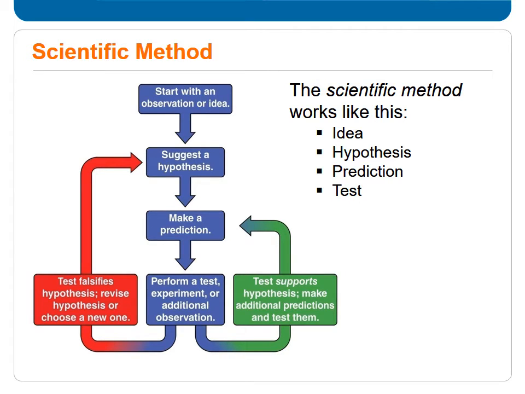The book offers us this diagram of the scientific method. You start with an idea, create a hypothesis, make a prediction, and test the prediction. If the test supports the hypothesis, then you make more predictions and continue testing. If the test does not support the hypothesis, then you have to revise your hypothesis.